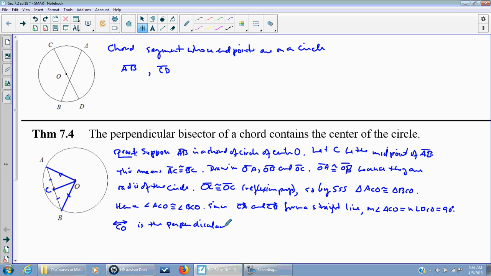It's the perpendicular bisector of AB. Okay. It was the bisector because I chose the midpoint, and all of the triangle stuff here shows that it happened to be perpendicular. So obviously, since O is a point determining this line, the center is on the perpendicular bisector.